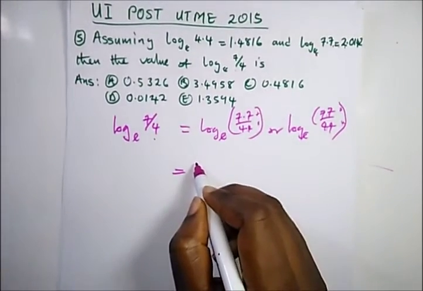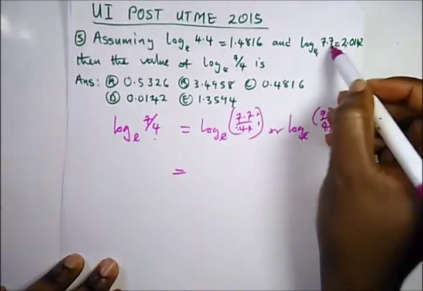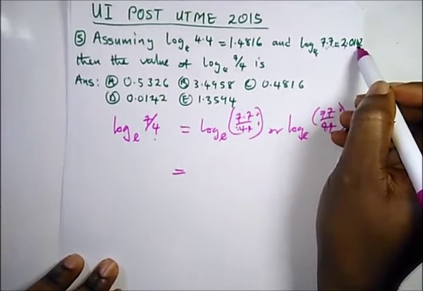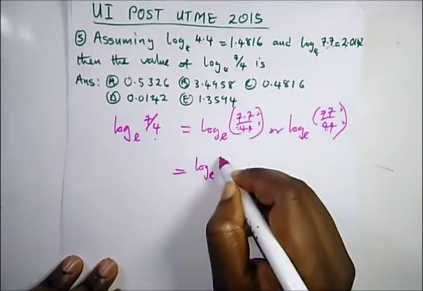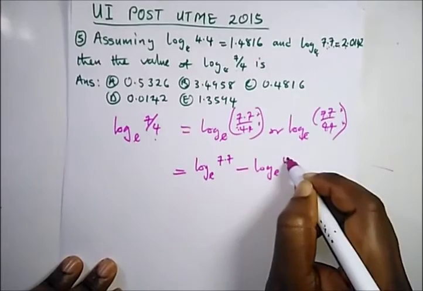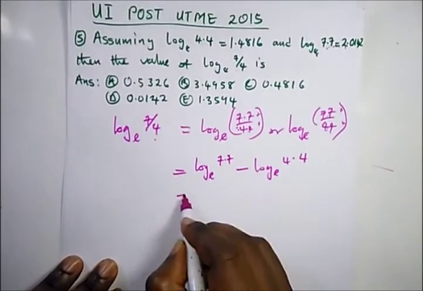So here, all we need to do is follow this, and we've been given the value of 7.7 as 2.0142. So what we just do here is log e 7.7 minus log e 4.4. Since it's a division, we are going to subtract. So this will be what?